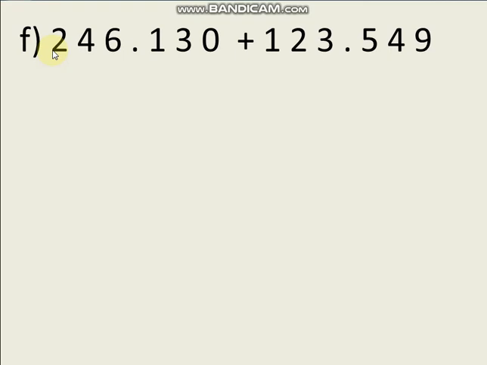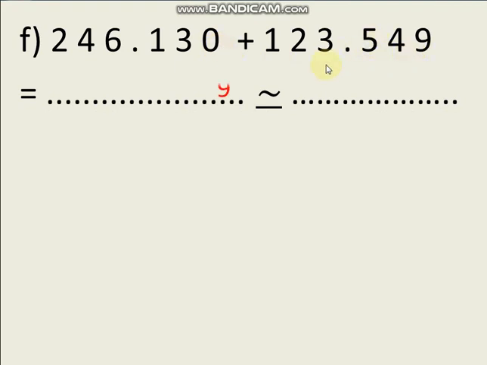Letter F, 246.130 plus 123.549. At first, let's add together. 0 plus 9 equals 9. 3 plus 4 equals 7. 1 plus 5 equals 6. Point, we'll put it. 6 plus 3 equals 9. 4 plus 2 equals 6. 2 plus 1 equals 3.